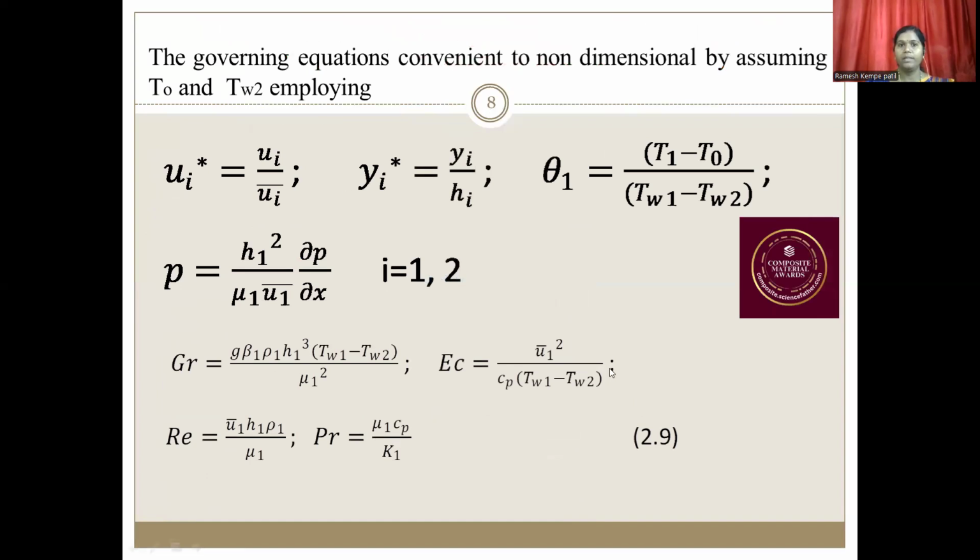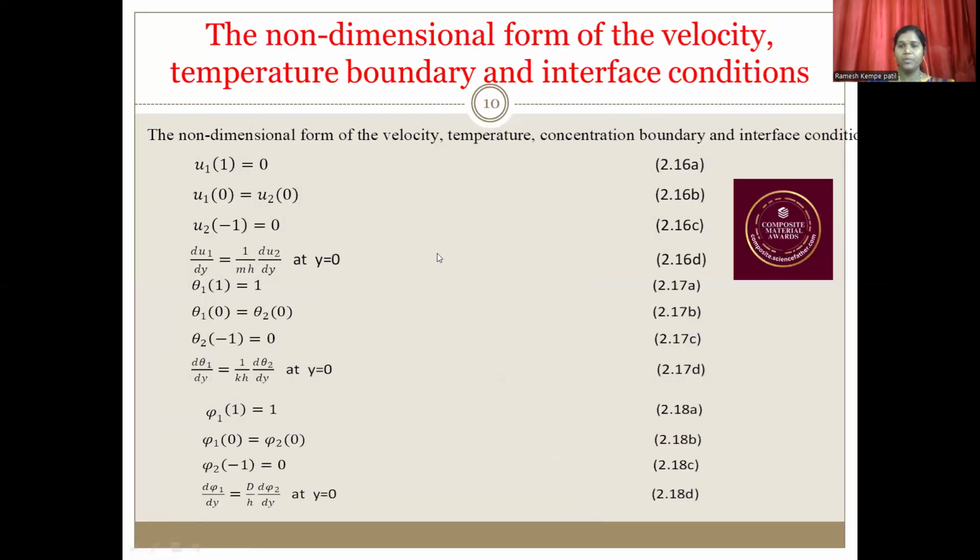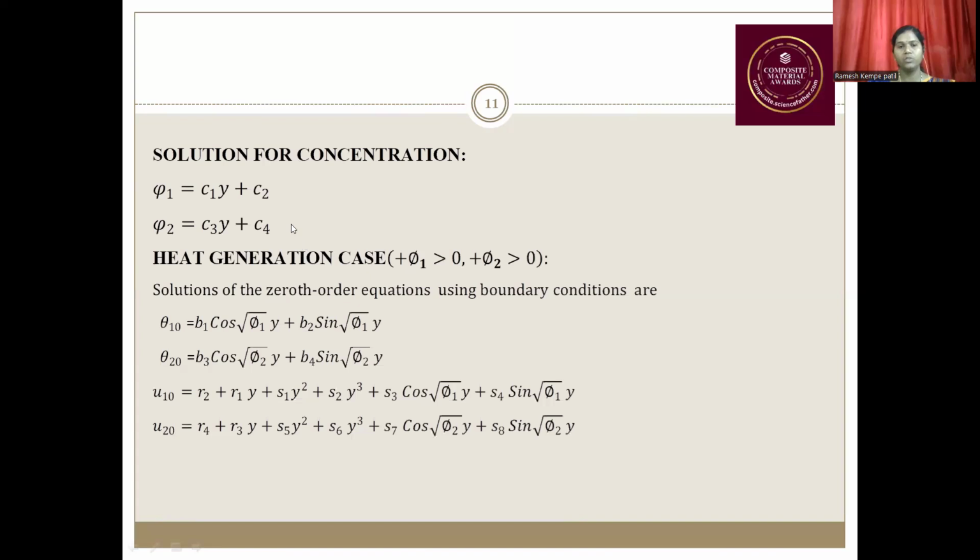These are the non-dimensional quantities, and substituting them in 2.1 to 2.5 we get the dimensionless equations of region 1 and region 2. Region 1 is 2.10 to 2.12 and region 2 is 2.13 to 2.15. These are the non-dimensional forms of the velocity and temperature boundary and interface conditions. Substituting those conditions, we get the solutions of the concentration. Psi1 and Psi2 are the concentration solutions.